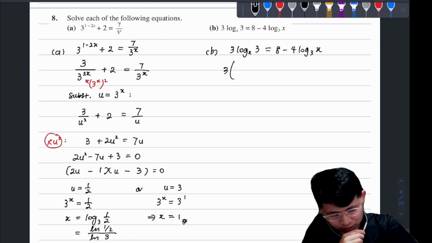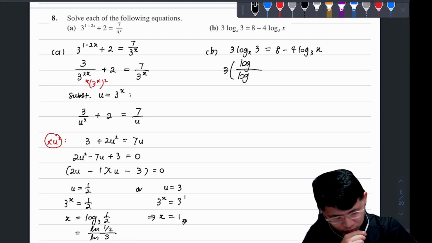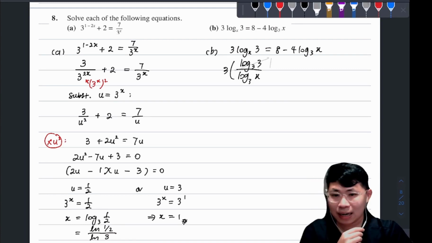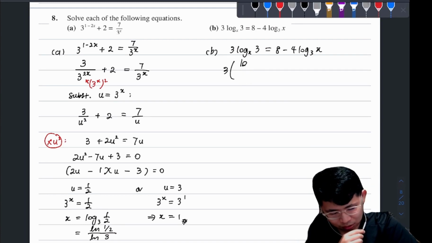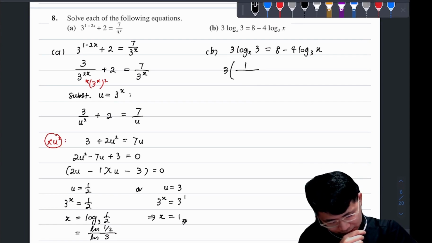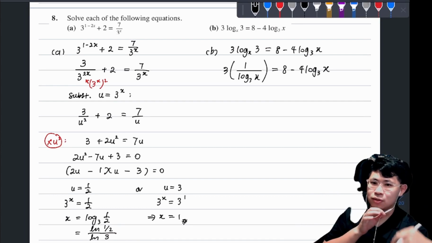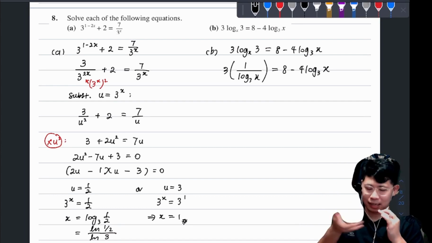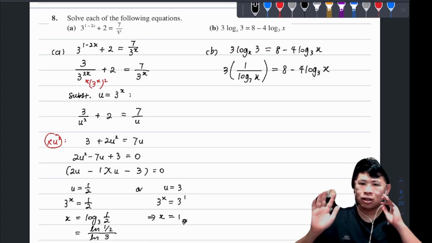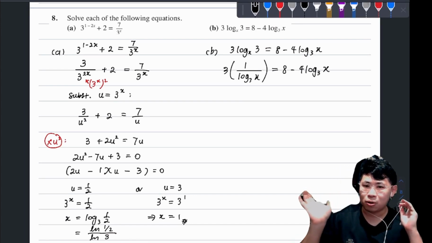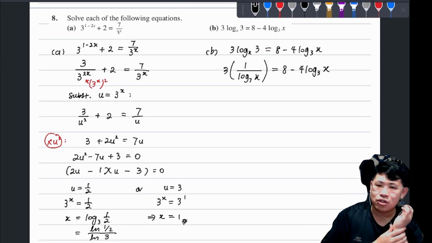The reason is that I can change this to log base 3, so on top also log base 3, and this would be 1. So the shortcut would be 1 over log base 3 of x equals 8 minus 4 log base 3 of x. Now if you try the next few steps, you will technically exhaust all the ways; you need to find a way to combine all the logarithms, which can actually be done.